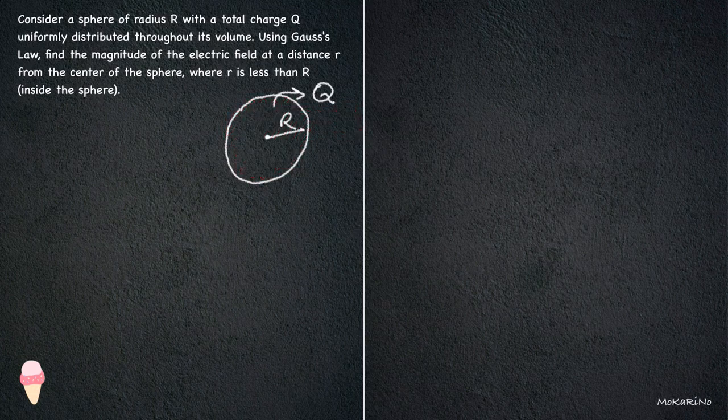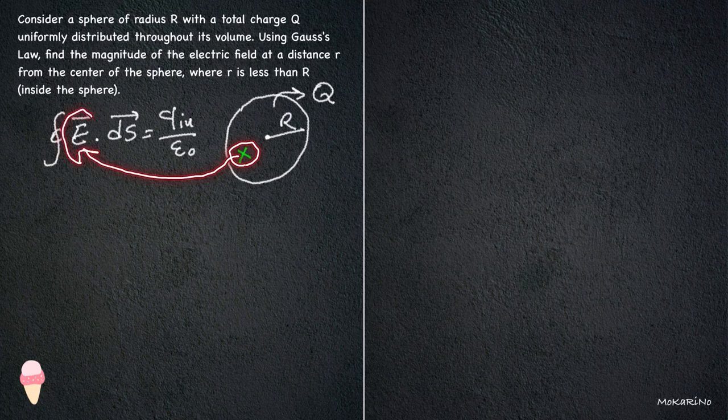So in this consideration, we are going to find the electric field at this point, for example, at the point here, using Gauss law. Let me write Gauss law: integral E dot ds is equal to q in over epsilon 0. And we want to find the electric field here at this point, and this electric field is exactly what is mentioned here.